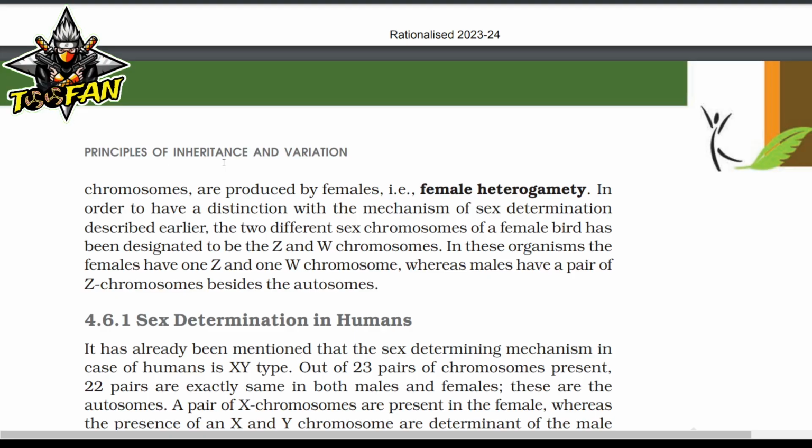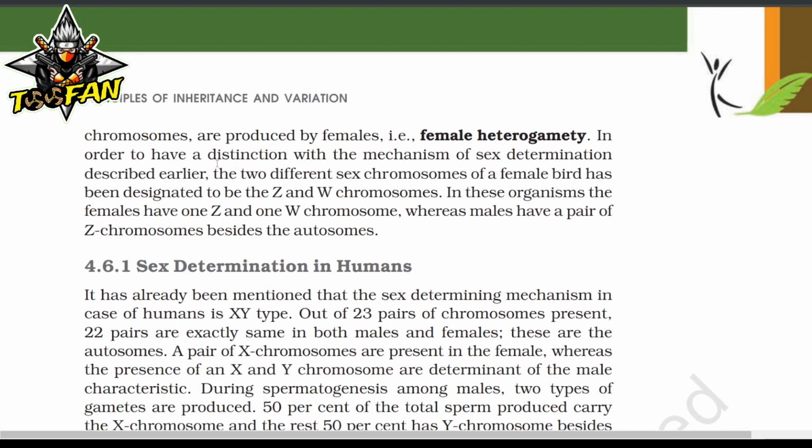Sex determination in humans. It has already been mentioned that the sex determining mechanism in the case of humans is XY type. Out of 23 pairs of chromosomes present, 22 pairs are exactly the same in both males and females. These are the autosomes. A pair of X chromosomes are present in females, whereas the presence of X and Y chromosomes determines the male's characteristics.